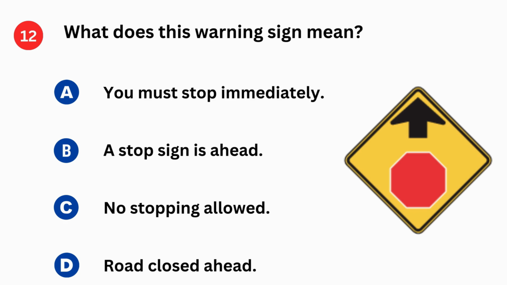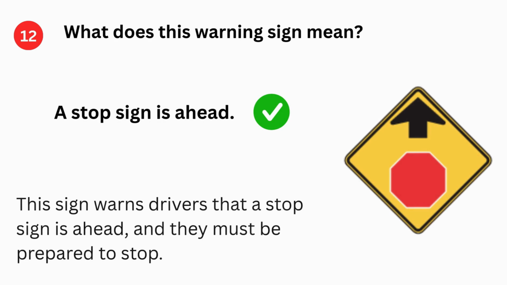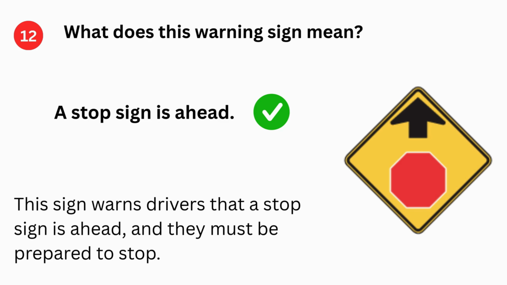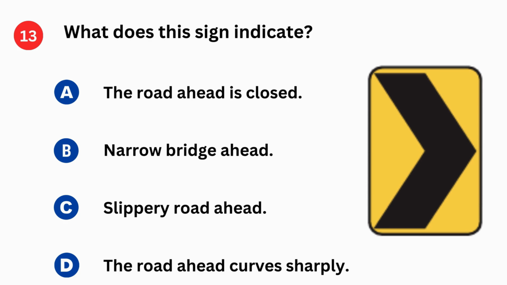Options are A. You must stop immediately. B. A stop sign is ahead. C. No stopping allowed. D. Road closed ahead. A stop sign is ahead. Explanation. This sign warns drivers that a stop sign is ahead, and they must be prepared to stop. What does this sign indicate?